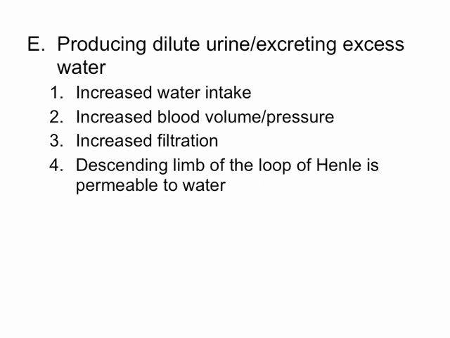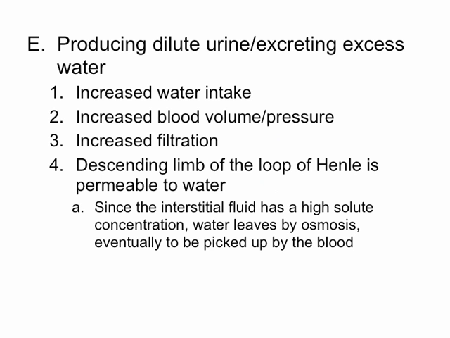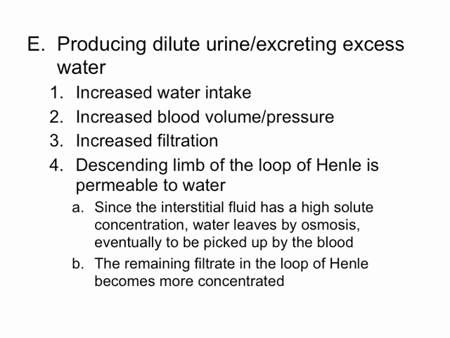Now, the descending limb of the loop of Henle is permeable to water. Since the interstitial fluid around the tubule has a high solute concentration, water will leave that tubule via osmosis. Eventually, it will be picked up by the blood, which I'll talk about in a minute. The remaining filtrate inside the loop of Henle then becomes more concentrated simply because we're taking the water out of that tubule.